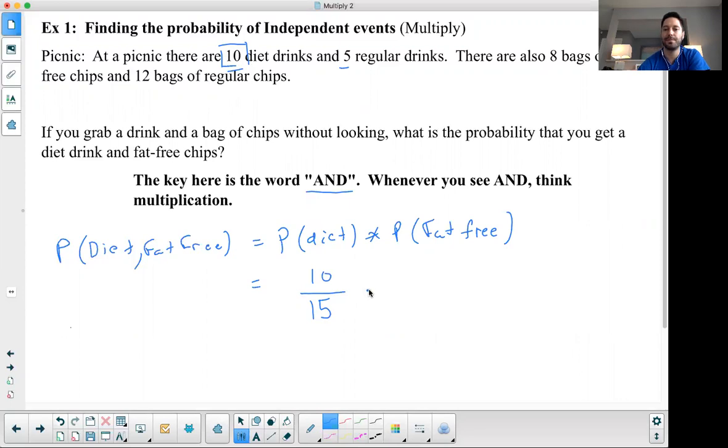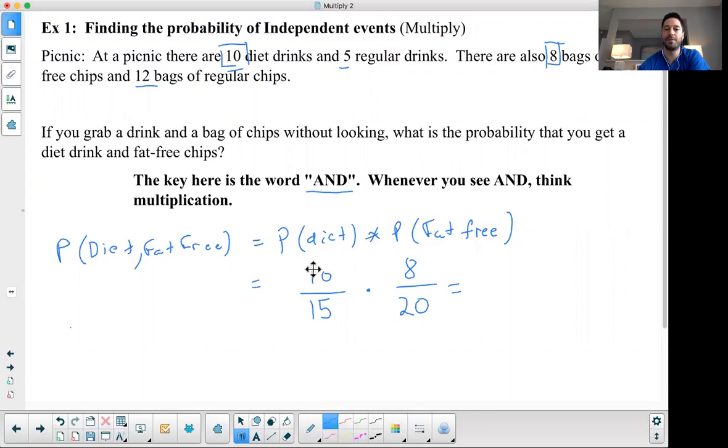Now, we look at the chips. The total number of chips: there are 8 fat-free chips and 12 regular chips. So there are a total of 20 chips, which means the probability of getting a bag of fat-free chips is going to be 8 over 20.